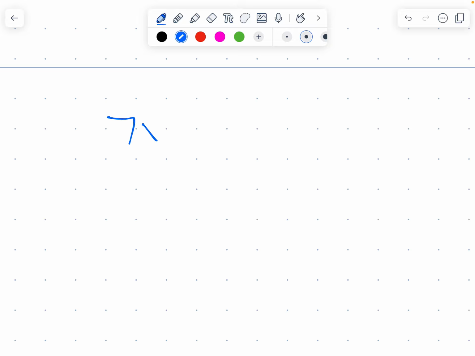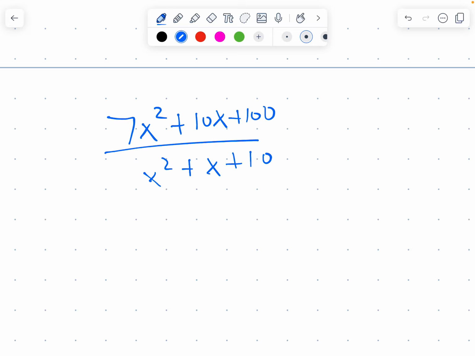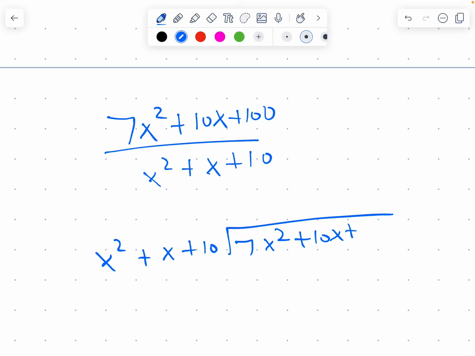So let's go back to this first thing, and we're going to add a little bit more rigor to our discussion here by going back to our long division. So our long division is this. This is our divisor. We're going to put this under our little division symbol. And now, remember the steps. When we do long division, you divide. So you do 7x squared divided by x squared. And that just gives you 7.